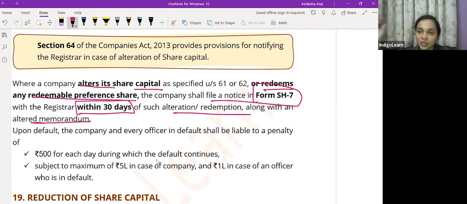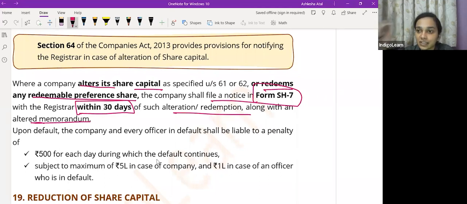So, जब भी company कोई alteration कर रही है, company will have to inform the registrar wherein the alteration is relating to share capital or redemption of preference shares. The company has to file a notice with the registrar in form SH7, and this has to be done within 30 days from the date of change, along with an altered memorandum.